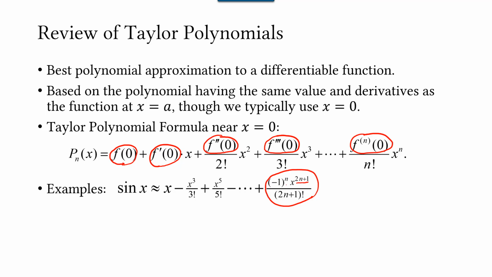Finally, the minus 1 to the n is what controls the sign of the terms. So if n is 0, minus 1 to the 0 is just 1. And that's good because we start with a positive term here in the x. Minus 1 to the first is minus 1. So that gets us the correct sign here for the x cubed term, and then it just alternates back and forth.